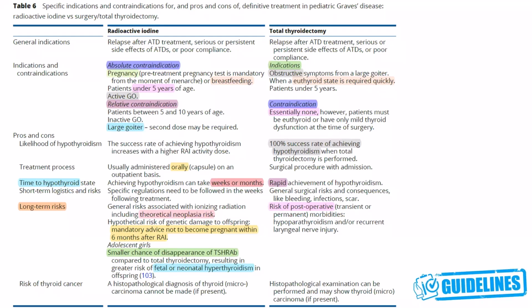What is the maximum dose of carbimazole? Actually, about 40 milligram. Most patients do not require more than 40 milligram. But in a very, very rare situation, we may need 60 milligram. In most cases, 40 milligram is sufficient.